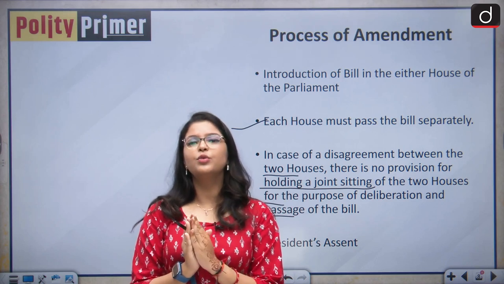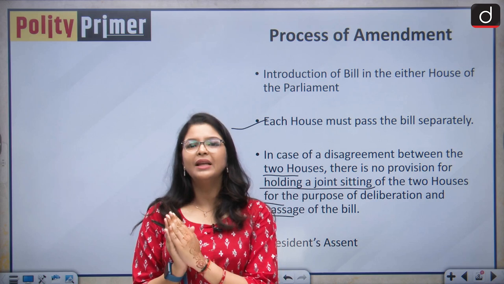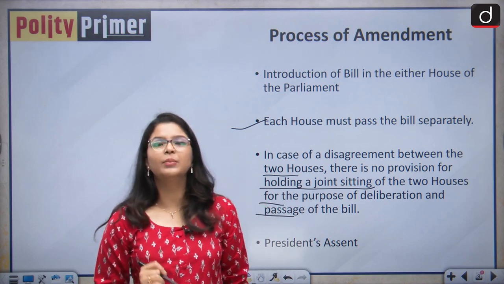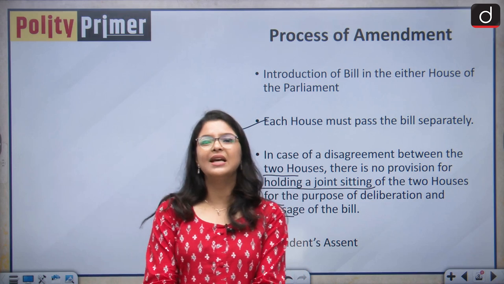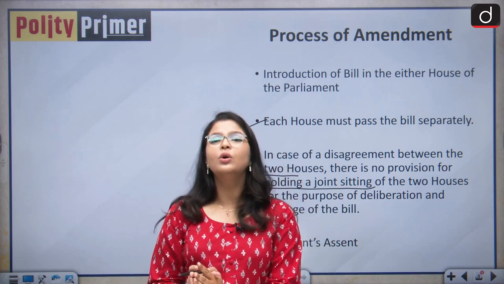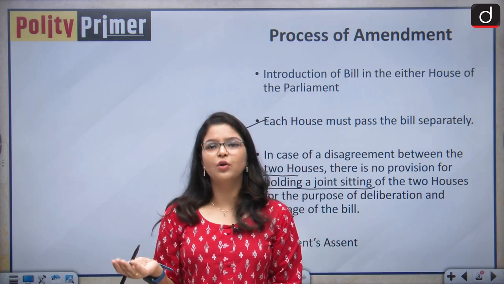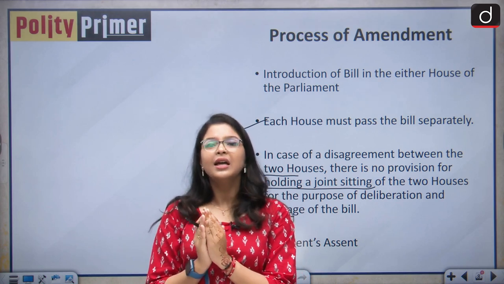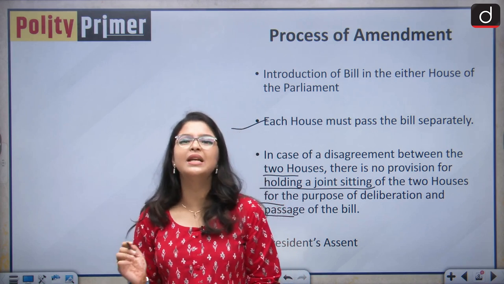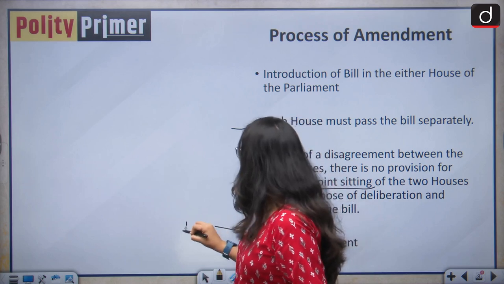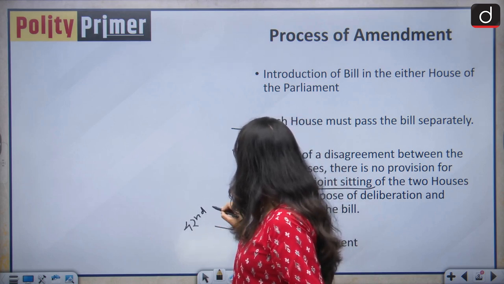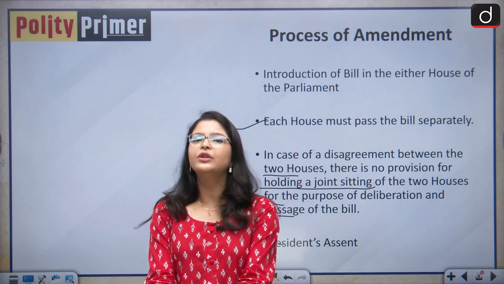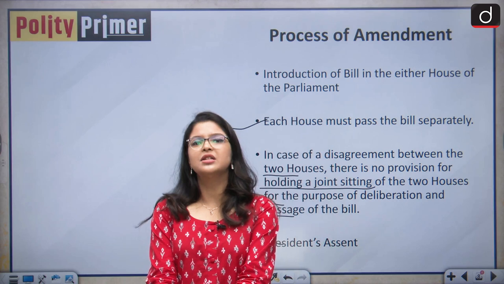Then, when both houses pass the constitutional amendment bill, the bill is sent to the president to give his assent. And here also, the president is not empowered to withhold his assent or deny his assent or send the bill back for reconsideration to the houses. This means when a constitutional amendment bill reaches the president for giving his assent, he is not empowered to withhold his assent, and this has been added to our Indian Constitution by the 42nd Constitutional Amendment Act.